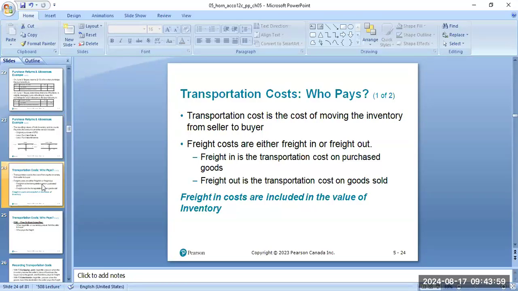Now, let's see something else. What we're going to do for the transportation cost. Obviously somebody has to pay for it. We're going to have two transportation freight costs. One will be the freight in, the other one will be freight out. Easy to remember is, don't forget, we are in the merchandising business. So we're buying from the seller and selling to another buyer.